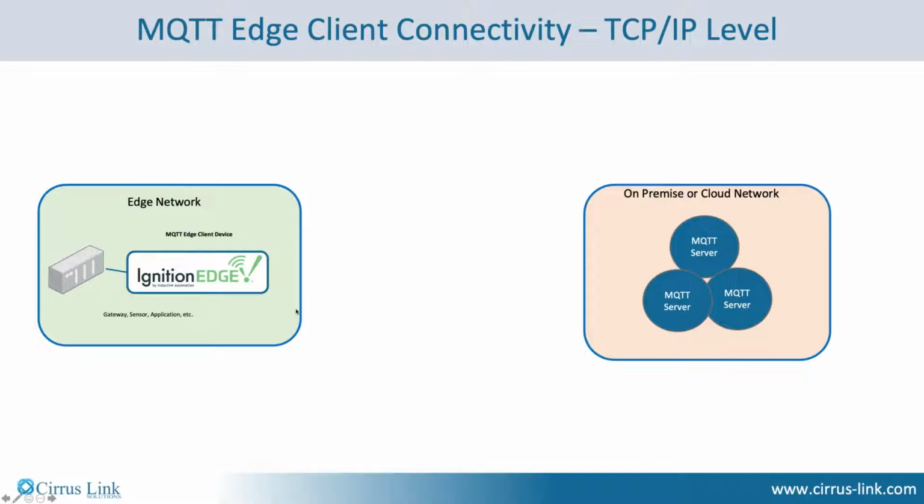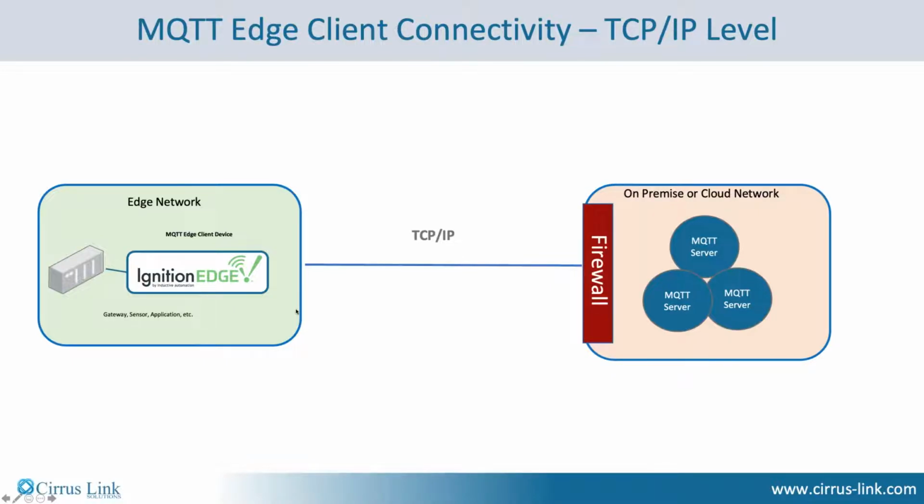Okay. So let's talk a bit about the edge client connectivity. We are going to make a TCP/IP connection from the edge over to, in this particular case, one of many MQTT servers. Now, in a typical fully redundant system, you're going to have multiple MQTT servers operating in parallel, and the edge client is going to connect to any one of these, usually the first one available.